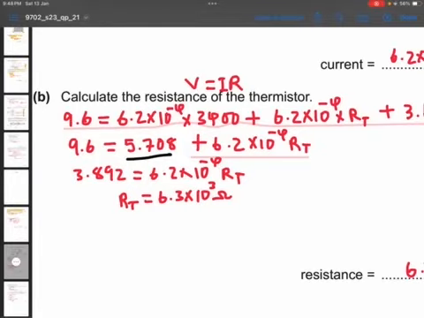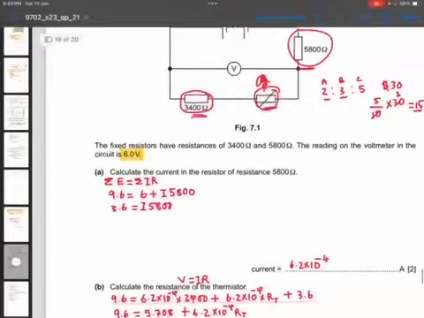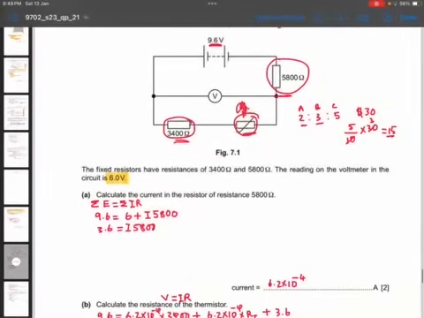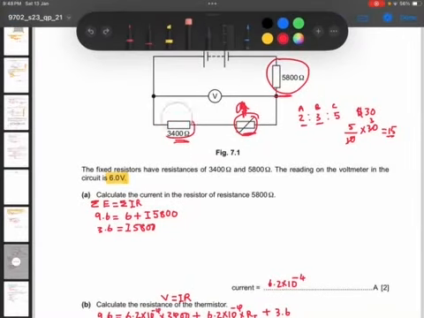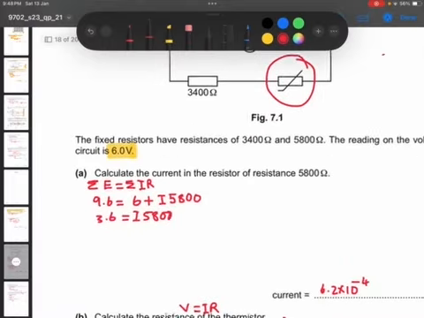The resistance of the thermistor. And again, in this case, we use Kirchhoff's second law. And how do we do that one? We use Kirchhoff's second law because we want to know the resistance of this thermistor, and it is part of this loop. Of course, I could use another logic, but I prefer Kirchhoff's second law. The more we use it, the easier the questions become.